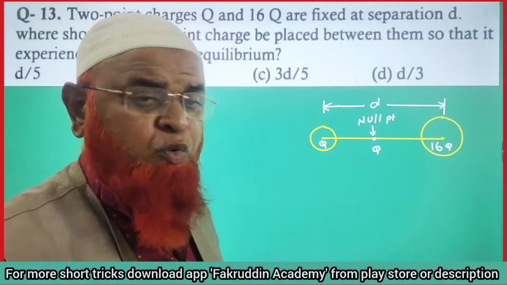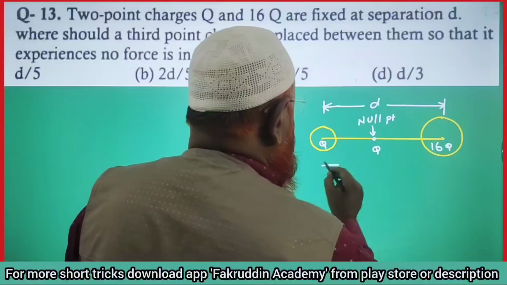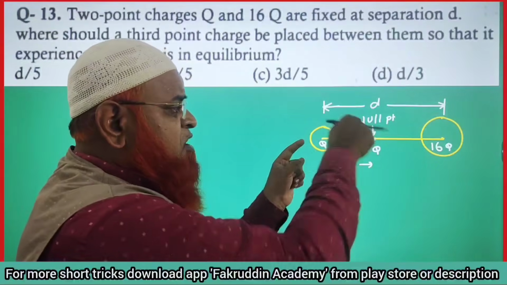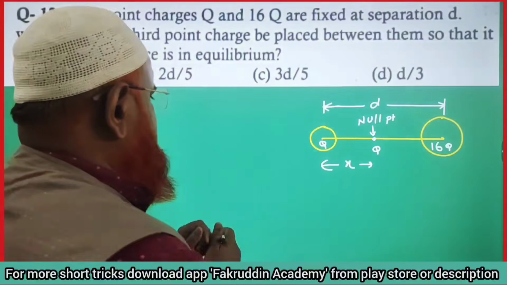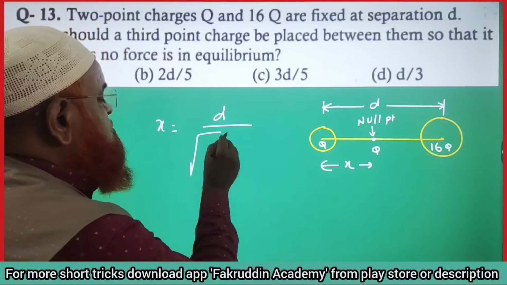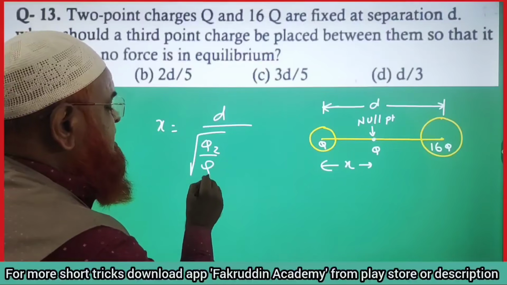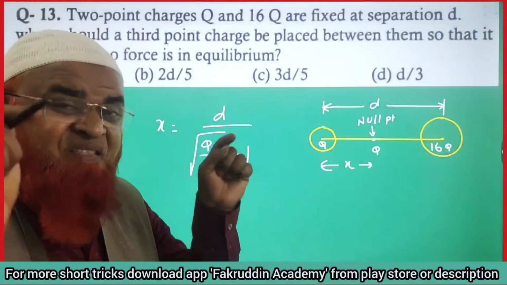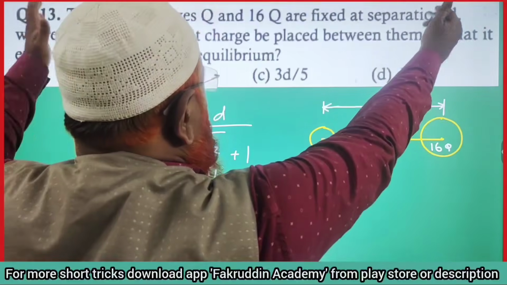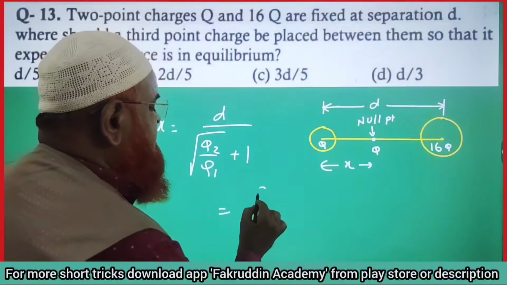How can you find out the neutral point? Let us imagine the distance here is x from the smaller charge. From the smaller charge, where is the null point? The formula is x is equal to d by square root of q2 by q1 plus 1. This is going to be your shortcut formula. What is the distance? Distance between the 2 charges is going to be d.